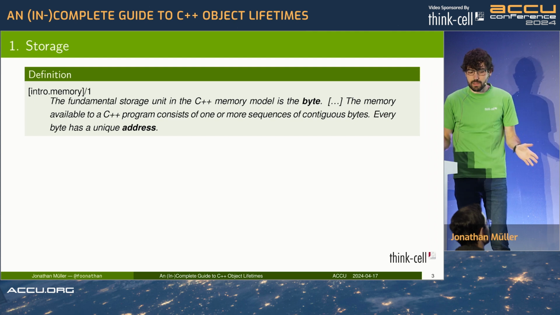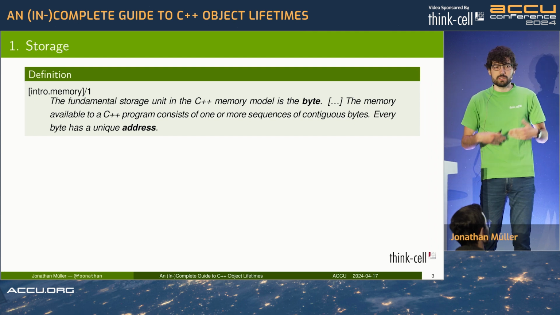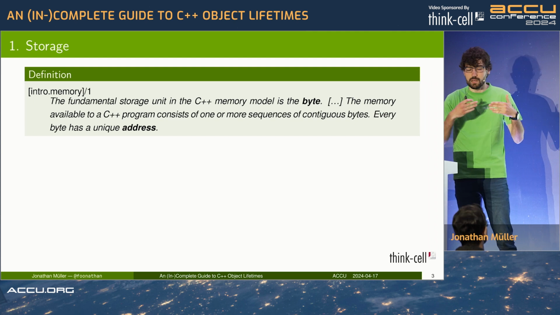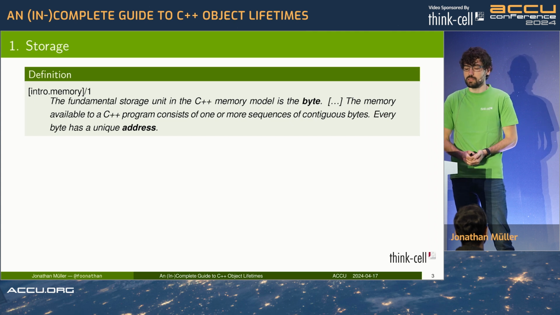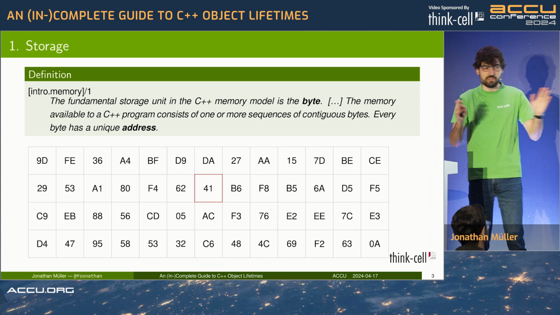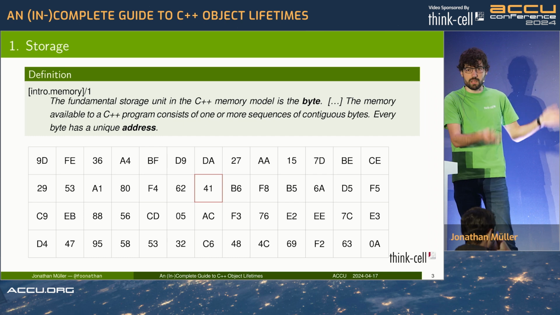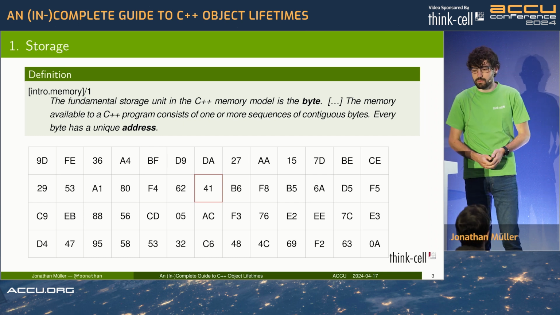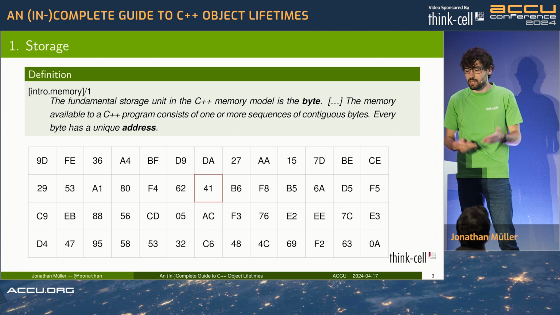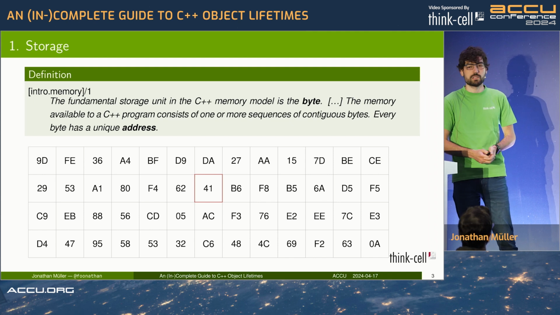A C++ program has memory, which consists of bytes. It's a sequence of contiguous bytes, and every byte has a unique address. So here's a bit of memory. It's just a bunch of bytes, and these bytes store bits, with some numbers I've given in there. For example, we've got the highlighted byte, which has the value 0x41.